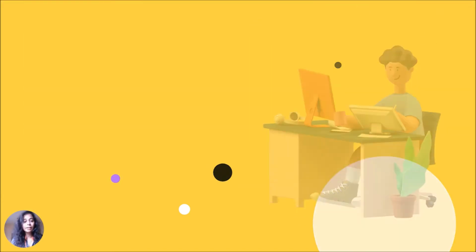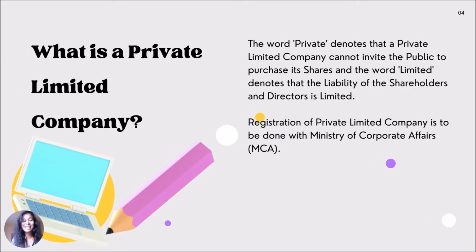Now if we go legally, as per Section 2, Subsection 68 of the Companies Act, a private limited company is a company which in its articles, 1, prohibits invitation to the public; 2, restricts transferability of shares; and 3, the maximum number of members in a private limited company should not exceed 200, excluding the present and former employees of the company. So that is the meaning of a private limited company.